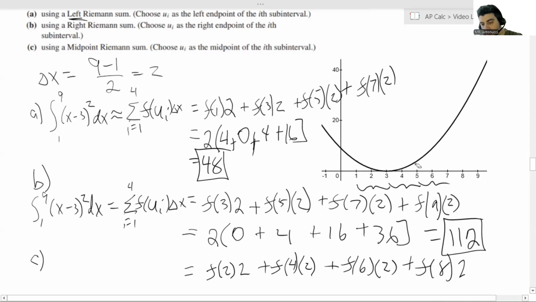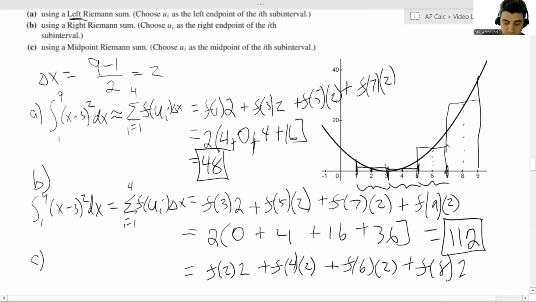I just want to show this to you here. If I'm going from 1 to 9 and I'm going every 2 units, the midpoint of the first one is at 2, and I would use that as the height. Then at 4, that is the height. Then at 6, I'm going to use that as the height. And then at 8, I'm going to use that as the height.